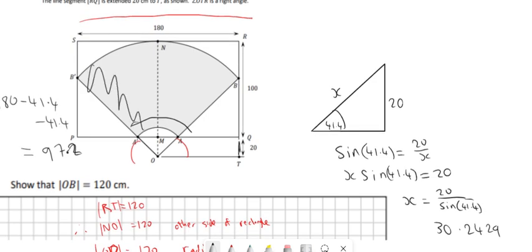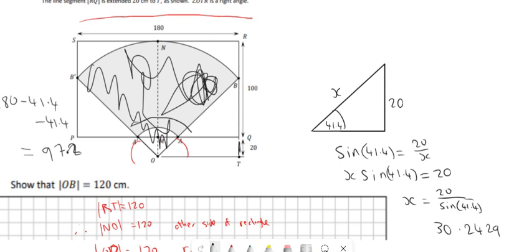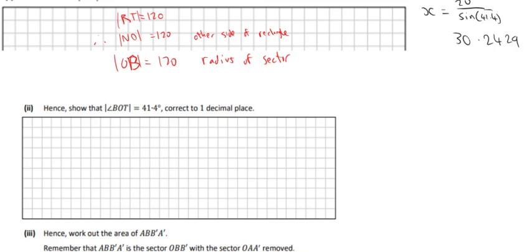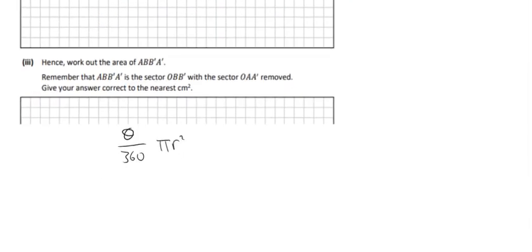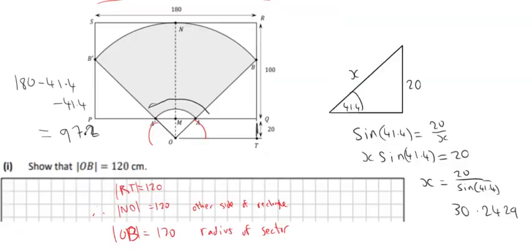So I'm going to do the big sector first. So all of this here, that area I'm working out now. So that would be 97.2 over 360 times pi times the radius. The radius of the big sector is 120.